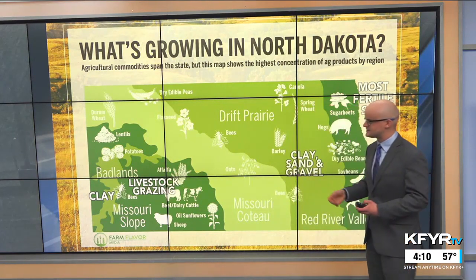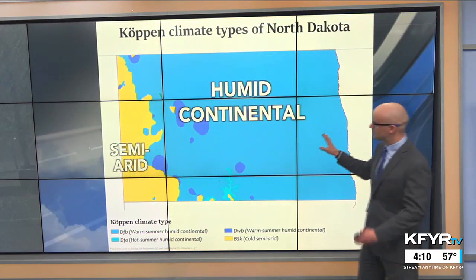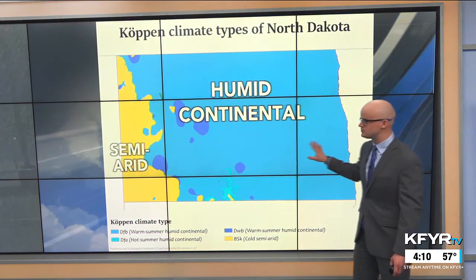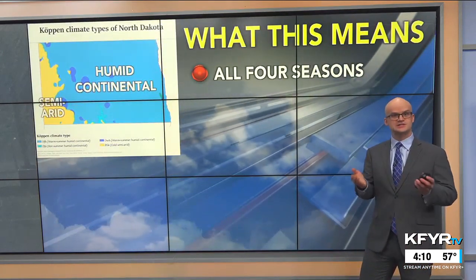More livestock grazing takes place there compared to the crops that are grown elsewhere. So again, we have the humid continental, that's the classification zone for most of North Dakota, whereas we have the semi-arid classification for the west. And what's the difference between the two?